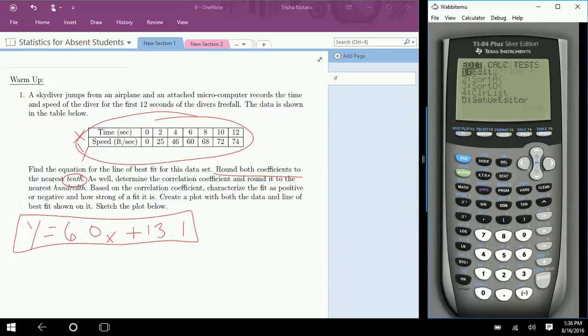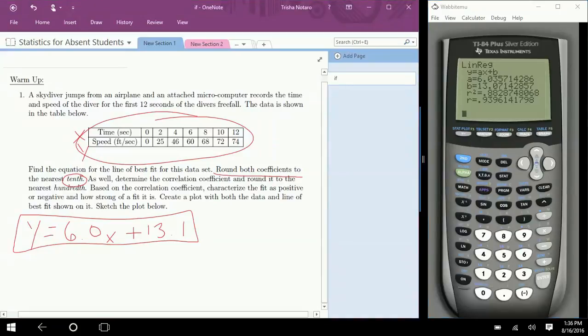Now if I go back to stat, calc, and do the same exact thing, linear regression, I get that line. As you see, my a and b are exactly the same, a is 6.035 and b is 13.07, but now we have the R squared and an R. Our correlation coefficient is the R value. So here we want to round our correlation coefficient to the nearest hundredth.